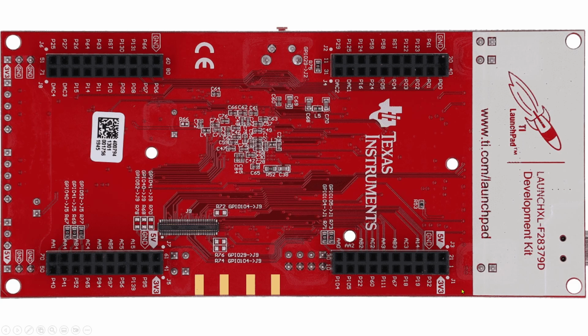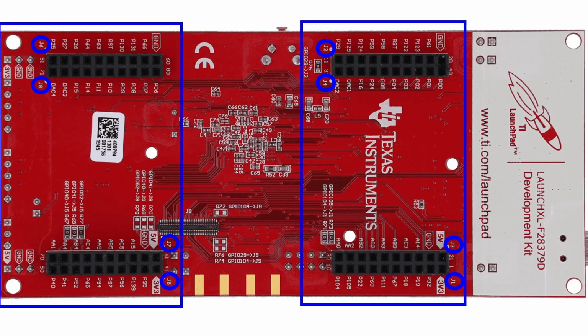Now this is the back view of the F28379D LaunchPad. Similar to the front side, here also we can identify the header connectors J1, J2, J3, J4, J5, J6, J7, and J8. To see the pin names properly, I am going to zoom in on these highlighted portions.